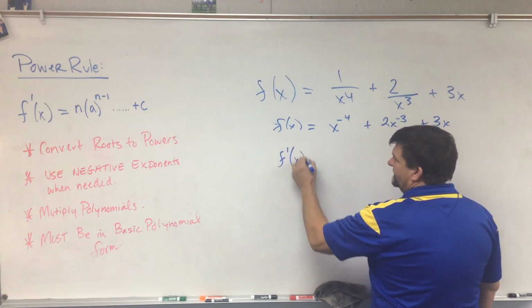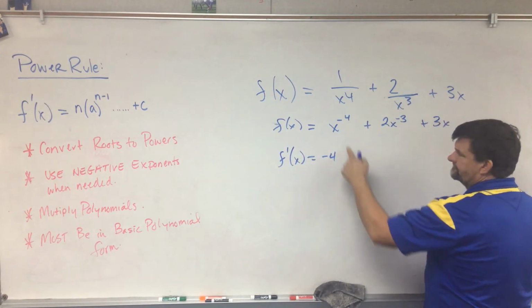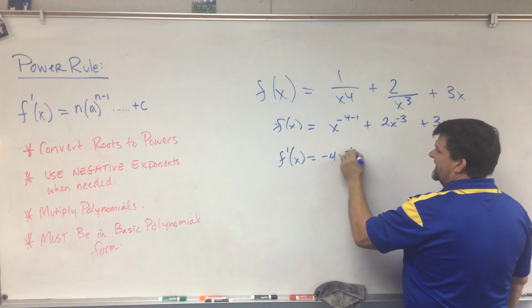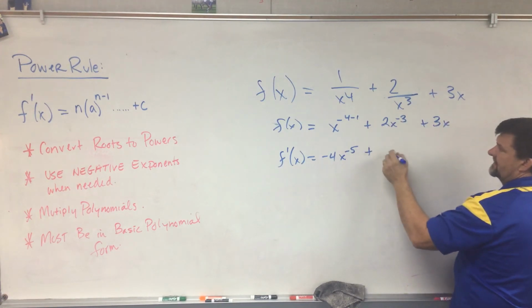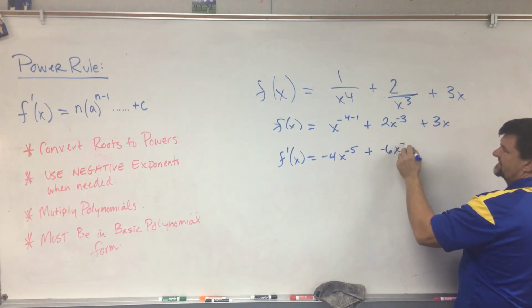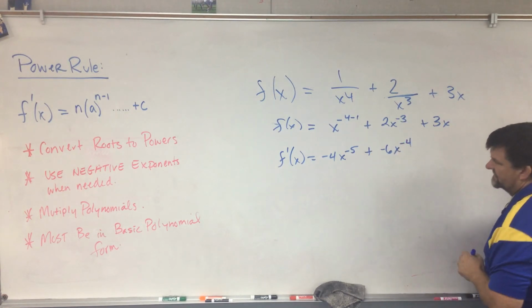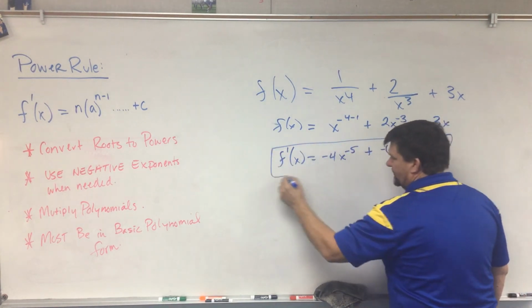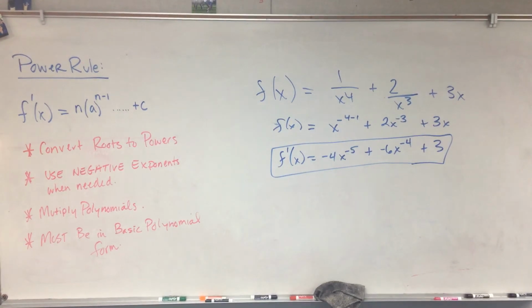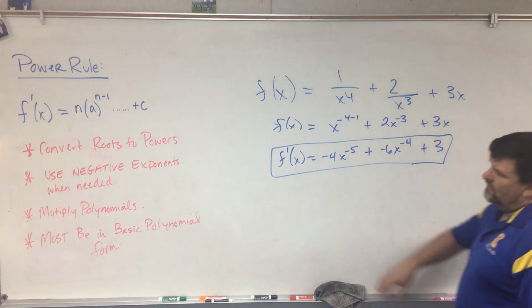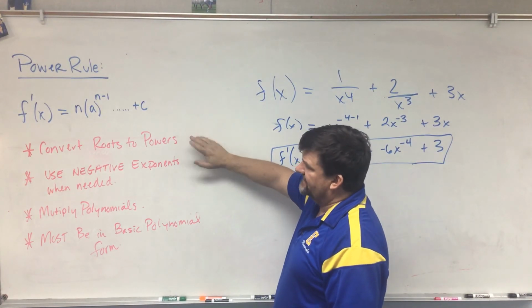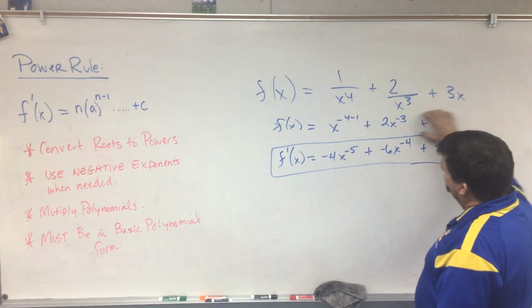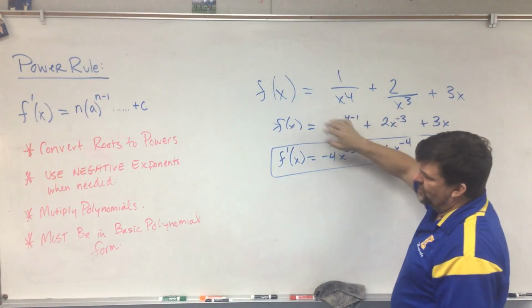f prime, negative 4x, and we're going to subtract 1, which is x to the negative 5th, plus negative 6x to the negative 4th. So got to watch your math here. Plus 3. That's my new derivative. Okay? So again, watch your conversion of roots and watch out because they change the way they look. Watch your negative exponents. Make sure it's in a straight, basic polynomial form.